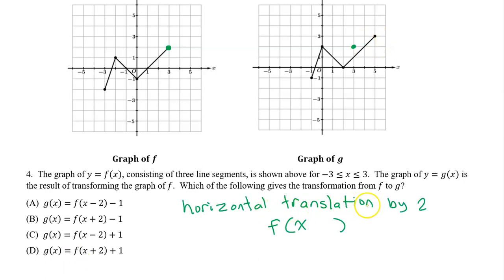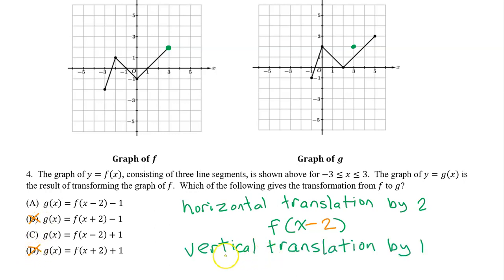A horizontal translation by +2 will show up as f at x minus 2 on the inside. So that narrows it down to either A or C. So B and D are out. The vertical translation by 1 will show up as a +1 on the end. That means that C is the answer.